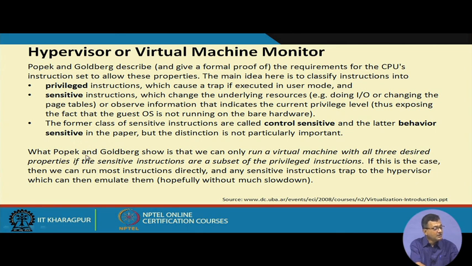So what Popek and Goldberg showed is that we can run a virtual machine with all three desired properties if the sensitive instructions are a subset of the privileged instructions. In their work they have shown that this is true, and we can realize a true virtual machine.